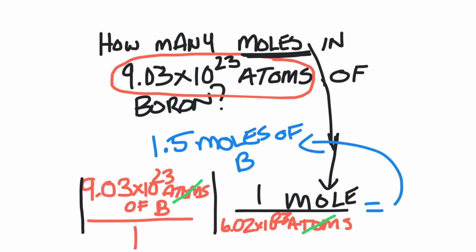Then you do the math. You multiply everything on the top and divide by the multiplication of everything on the bottom. All right, so it's 9.03 times 1 divided by 1 times 6.023, and you should get 1.5 moles. All right, so give it a try on your homework sheet.